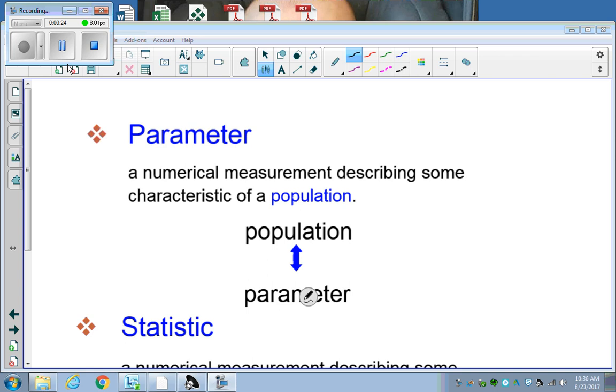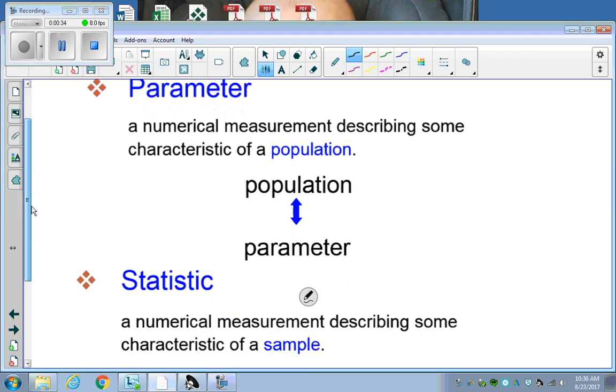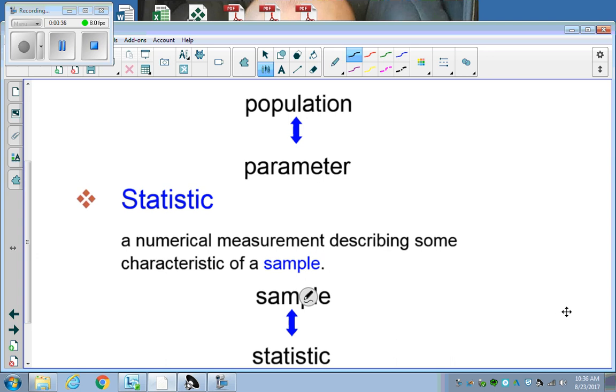So the two differences here: a parameter is a measure that describes the population, whereas a statistic is a measurement that describes the sample. And that's really how to remember it. Population, parameter; statistic, sample. So you'll always know which one you're dealing with.